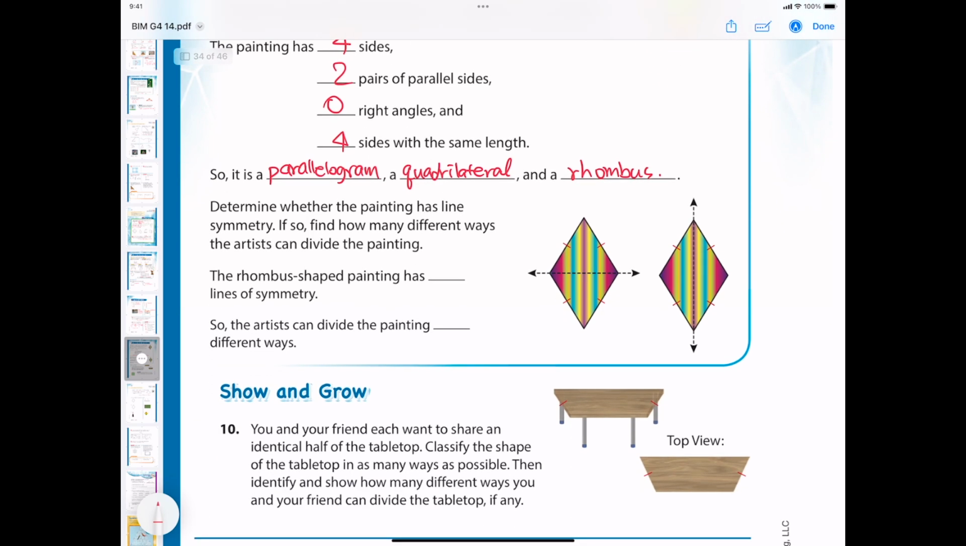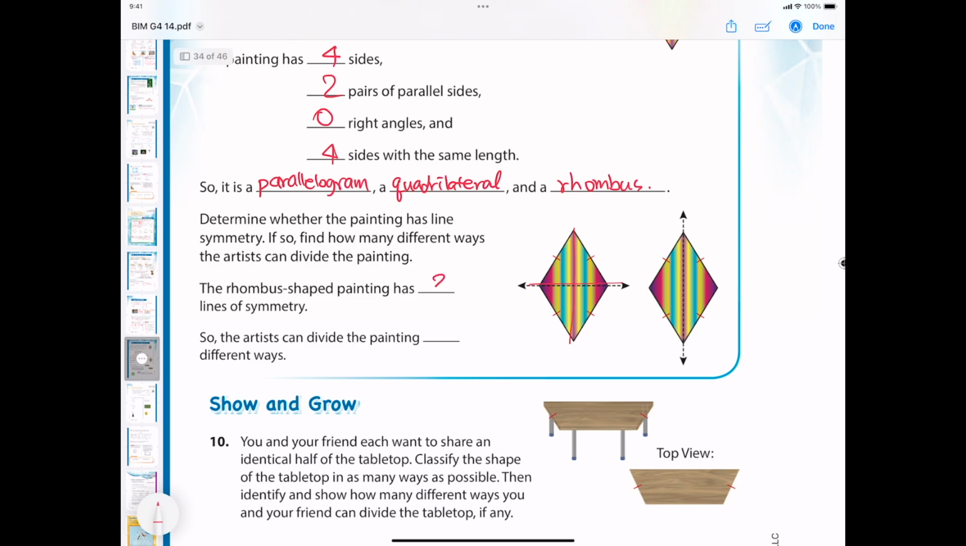Determine whether the painting has line symmetry. If so, find how many different ways the artist can divide the painting. 1 and 2, right? The rhombus-shaped painting has two lines of symmetry. So the artists can divide the painting two different ways.